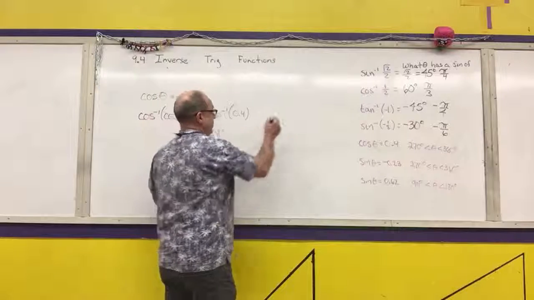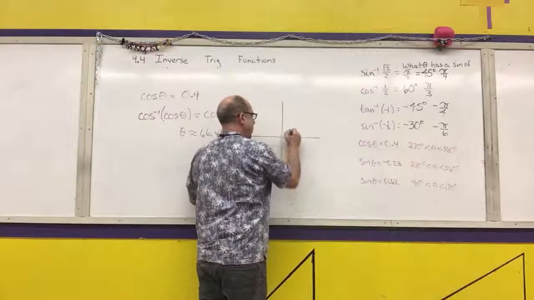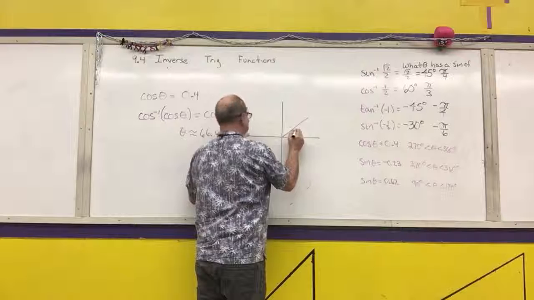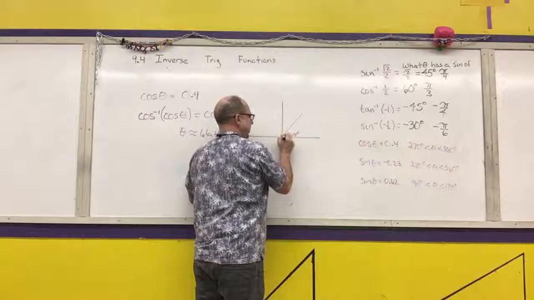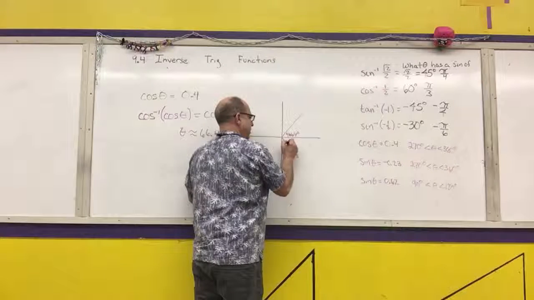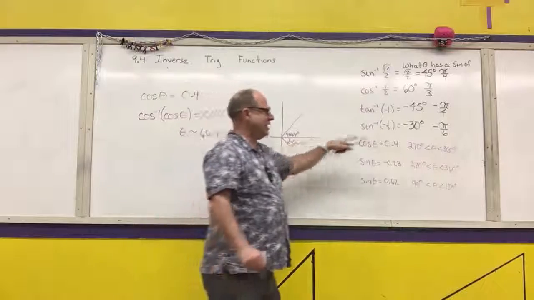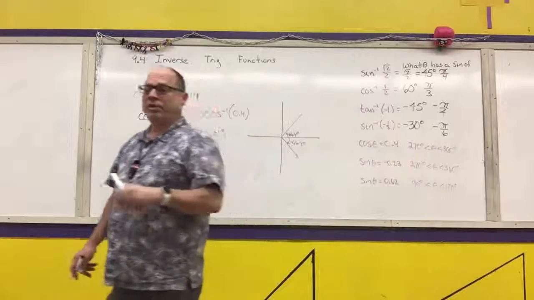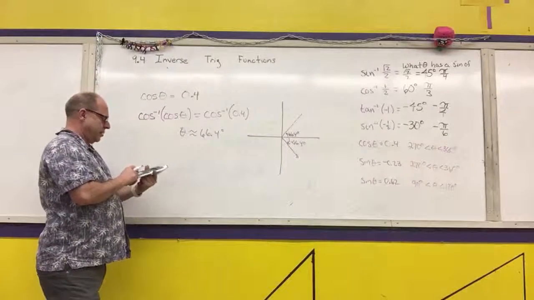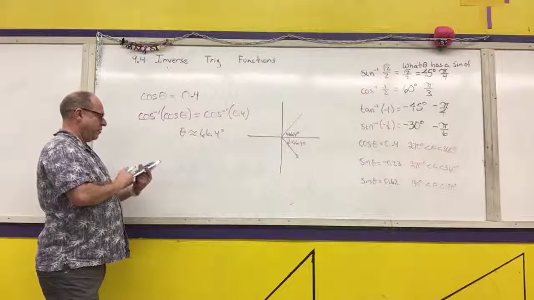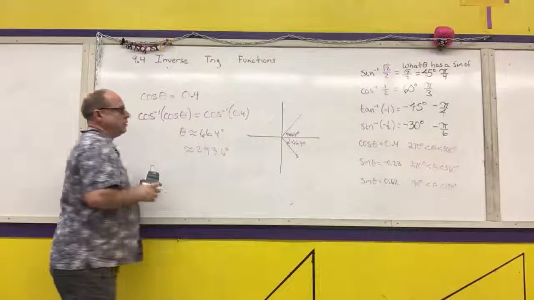But I need to look, and it told me it wants the angle between 270 and 360. So what does that mean for me? It means I need the angle in quadrant 4. Let me try to draw it. That has a 66.4 degree reference angle. I need this one right here, which is negative 66.4 degrees. Okay, that is a quadrant 4 angle, but it does not fall between 270 and 360. So I'm going to take 360 minus the 66.4 degrees, and that's going to give me my answer. So 360 minus 66.4 is approximately 293.6 degrees.